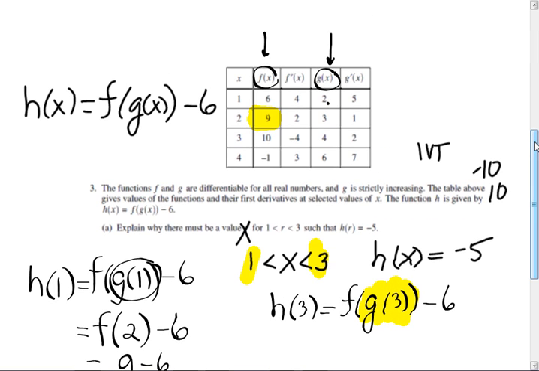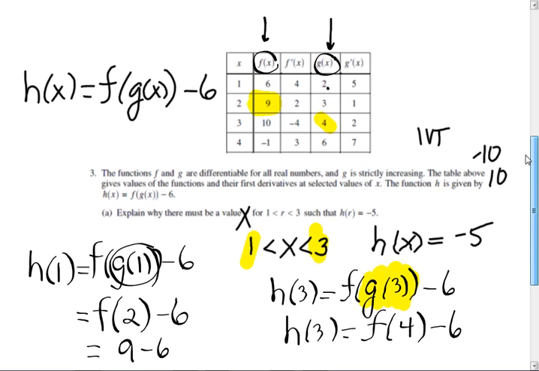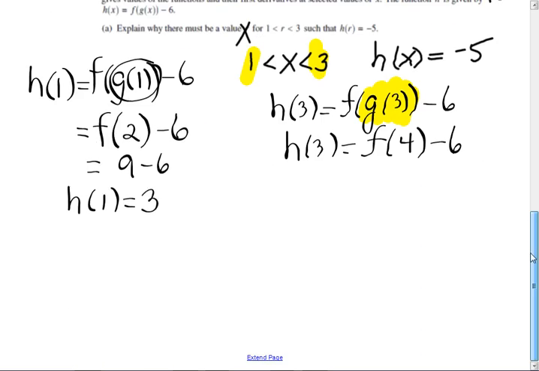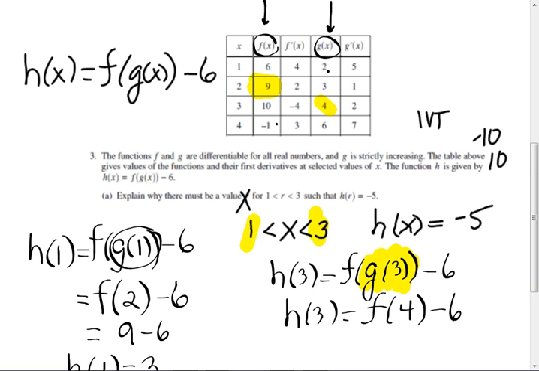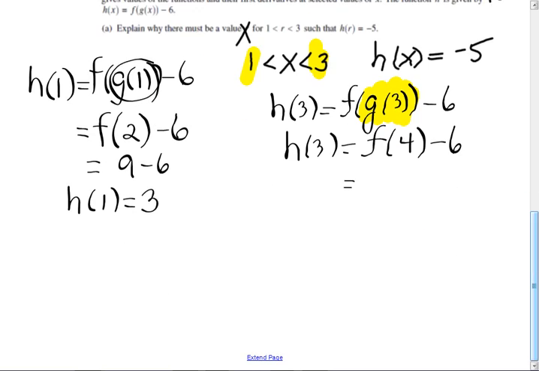Okay, so g of 3 is 4. Everybody see that? And if you don't, you got to let me know. So this is h of 3 equals f of 4 minus 6. So what's f of 4? Everybody see why it's -1? It's right here. So this is equal to -1 minus 6, or -7.